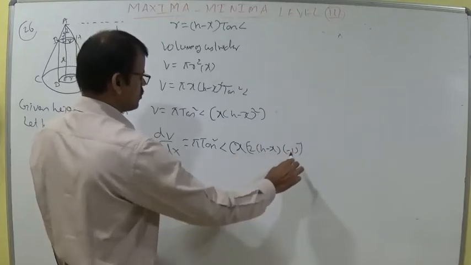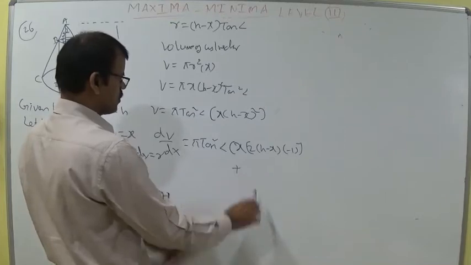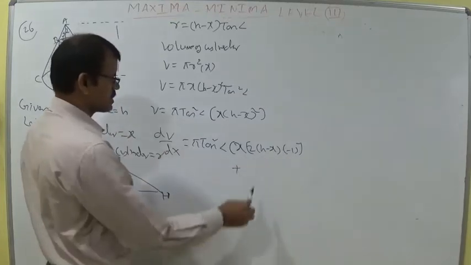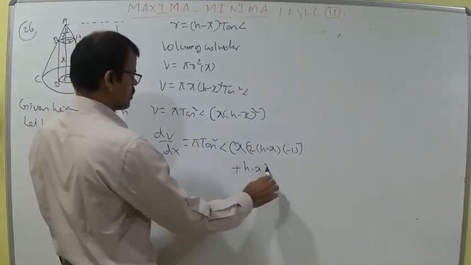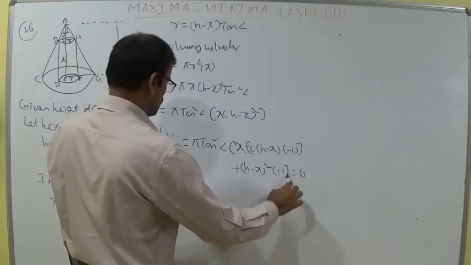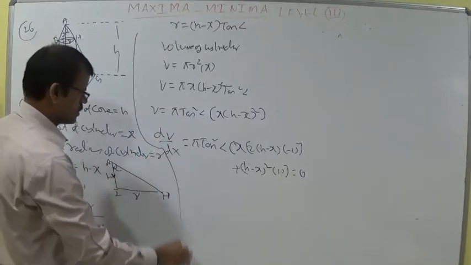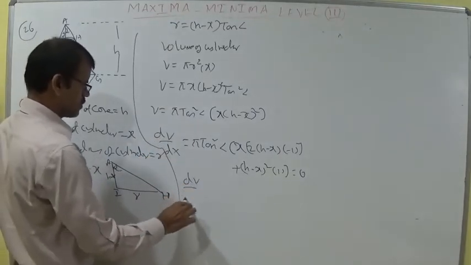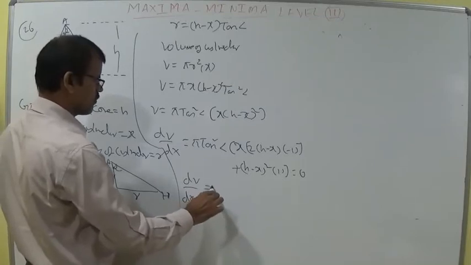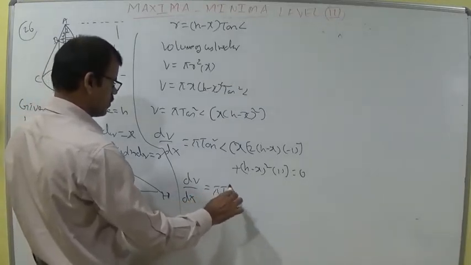Now dV by dx is equal to pi tan square alpha, taking that to the other side. Okay, let us write here now. Pi tan is 0, this one taken to the other side. So h is equal to x, you should not write, because the height of the cylinder and the height of the cone should not be equal. Now you can write h from 1.